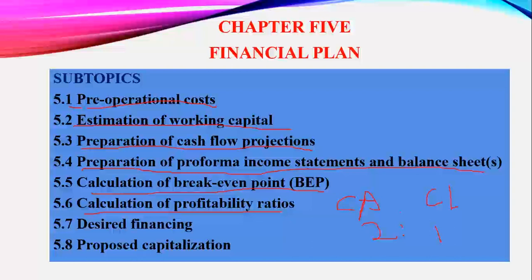Such that if these people come claiming to be paid, you can pay them and remain with a similar portion. You can imagine a scenario where the ratio is 1:2. These people come claiming, you only pay half of them. What will happen? The business goes bankrupt. And that is why you need to calculate what? The profitability ratios. You need to understand again how to calculate those ratios. The other thing is desired financing.